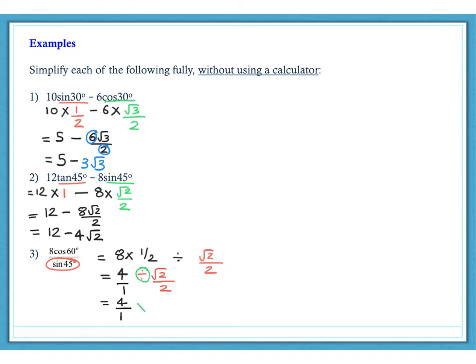So we'll keep the 4 over 1. We will change this to a multiplication, and we will flip the root 2 over 2 to 2 over root 2. Now, let's multiply the two numerators together. So we have 8 over root 2, but we will rationalise the denominator here, multiplying both the numerator and the denominator by root 2. So we have an answer of 8 root 2 over 2, which simplifies down to 4 root 2.